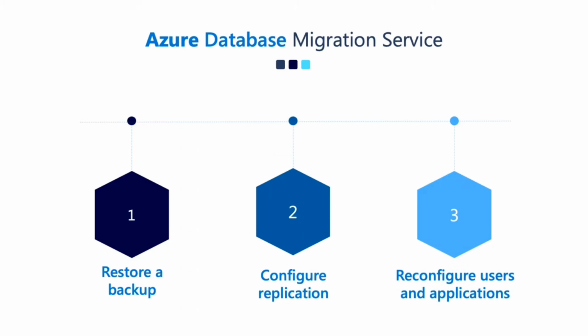This strategy enables you to reconfigure users and applications to connect to the database in the cloud while the on-premises system is still active. You don't have to shut down the on-premises system while you transfer users to the cloud.